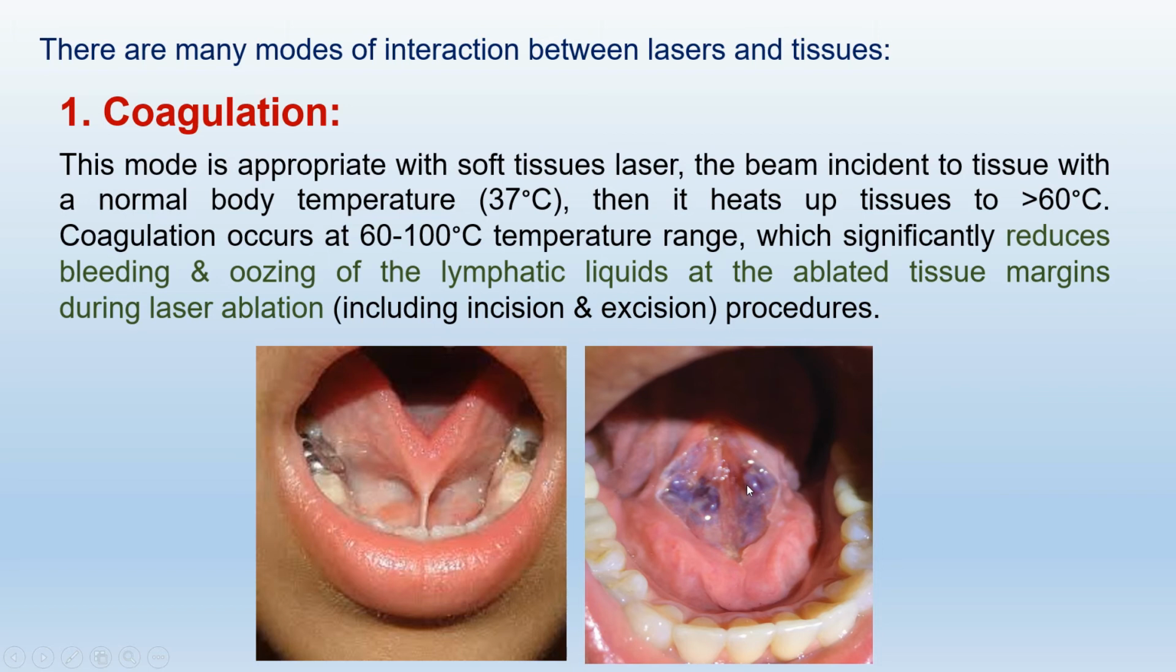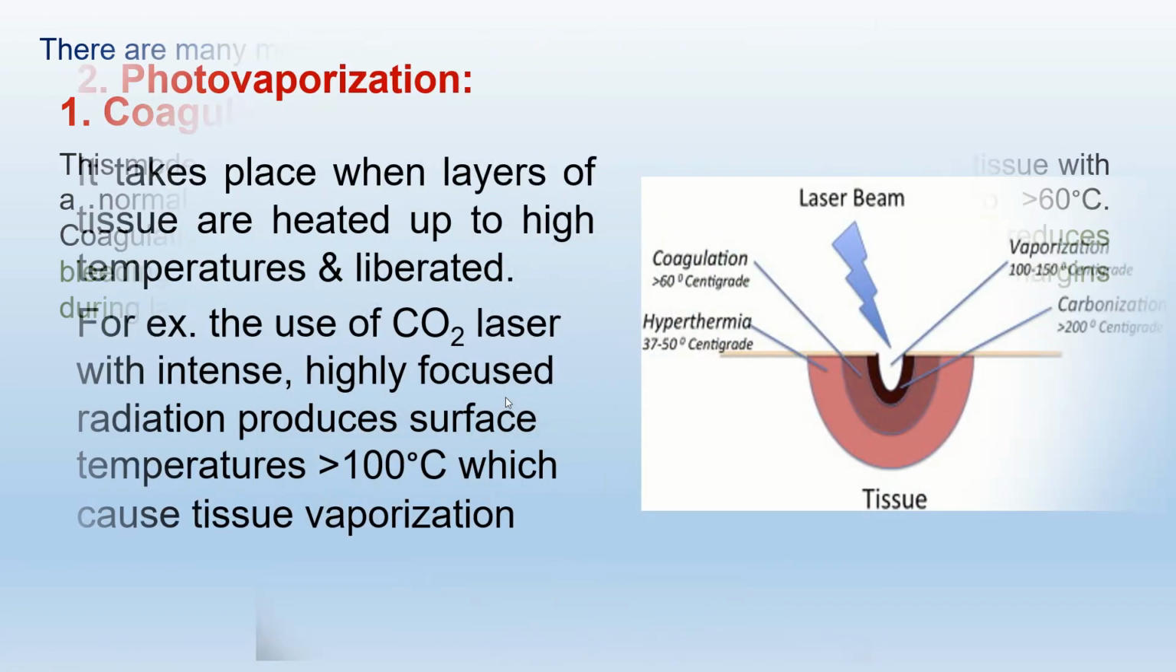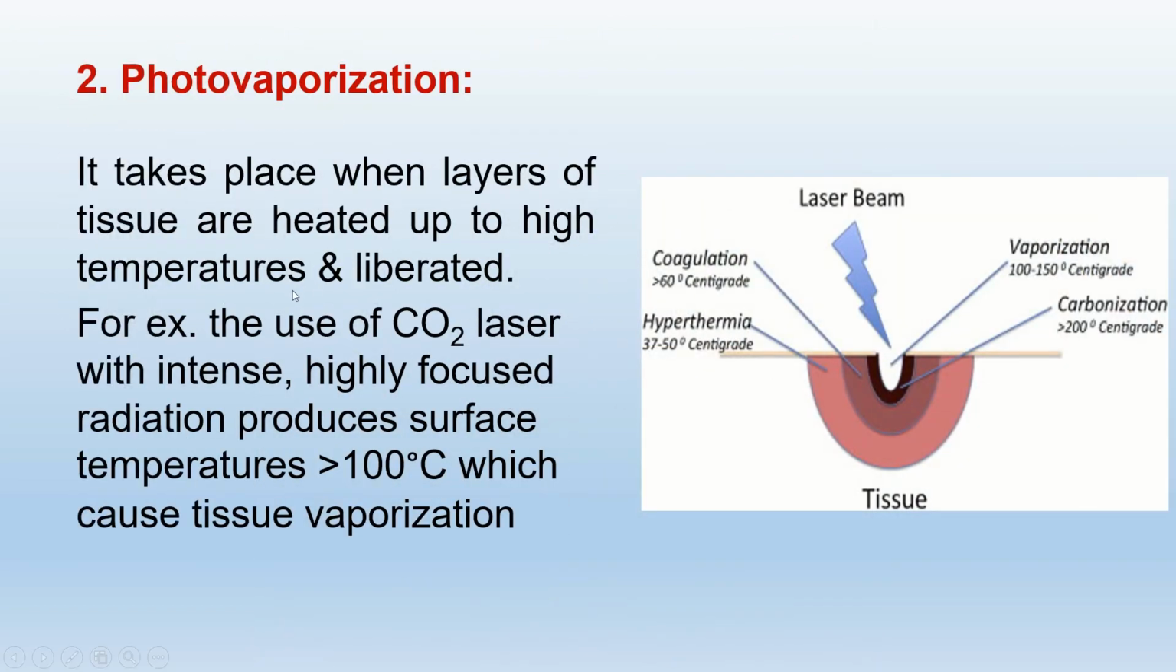How does that effect result? It results when the heat produced by the laser is within the range of 60 to 100 centigrade. If the heat produced by the laser is higher than 100 centigrade, between 100 to 150 centigrade, at that time vaporization will occur for the tissues. Tissue will be liberated. Of course this happens when we use, for example, a CO2 laser with high intensity, highly focused radiation producing surface temperature of more than 100 centigrade causing tissue vaporization.